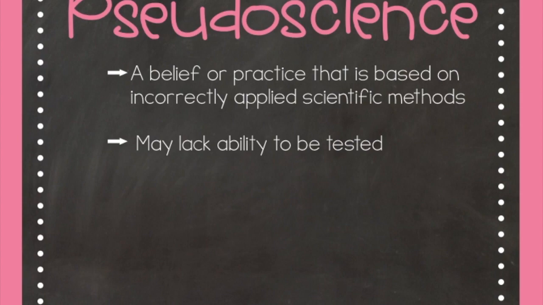Pseudoscience is another one of our vocabulary words, which we have already learned is a belief or practice that is based on incorrectly applied scientific methods. This is wrong. Pseudoscience is wrong. It's incorrectly applied scientific methods. And it may lack the ability to be tested because, in fact, it is wrong. Wrong, wrong, wrong. So, that's pseudoscience.